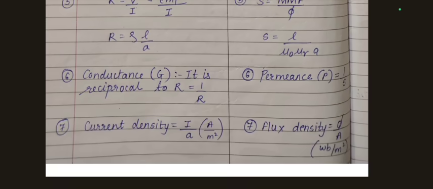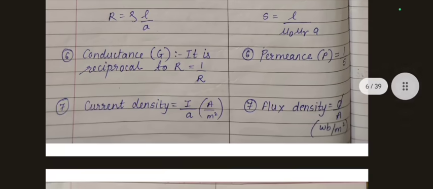Okay, now further, the sixth point: you can write about conductance. We have written about resistance, now let's come to conductance. The conductance in electric circuit is denoted by G, right? It is the reciprocal of resistance, we all know. The same in magnetic circuit, write about permeance. We are comparing both of the things here. So permeance is equal to 1 upon S, that is 1 upon reluctance.